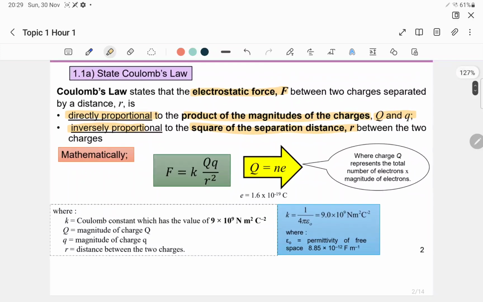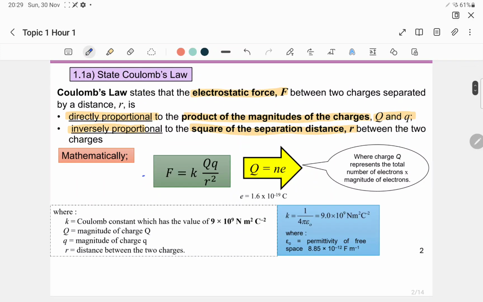So if you look over here, the equation: F is directly proportional to the product of the two charges, let's say Q1 and Q2, and inversely proportional to the square of the separation distance. If you equalize, you will have a constant K, the Coulomb constant, which is equivalent to 9 times 10 to the power of 9.